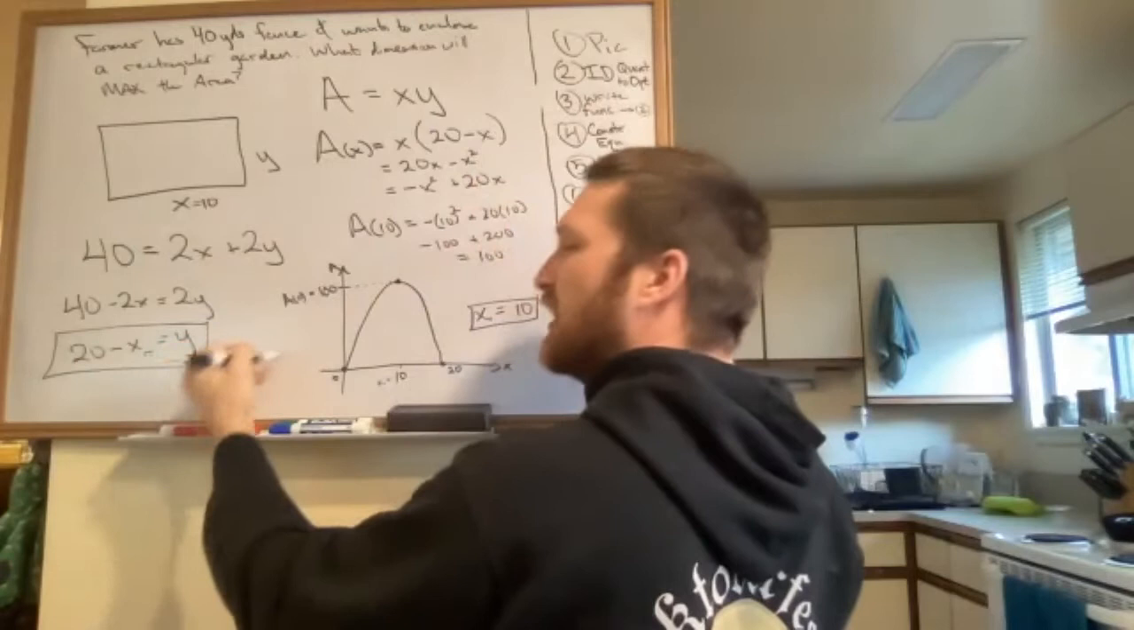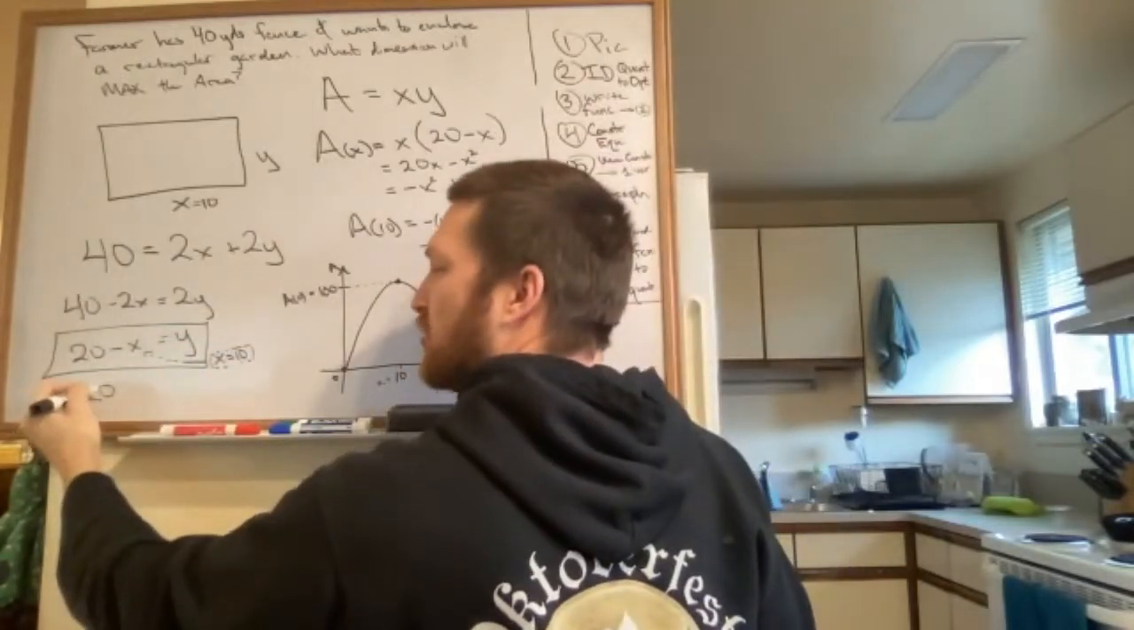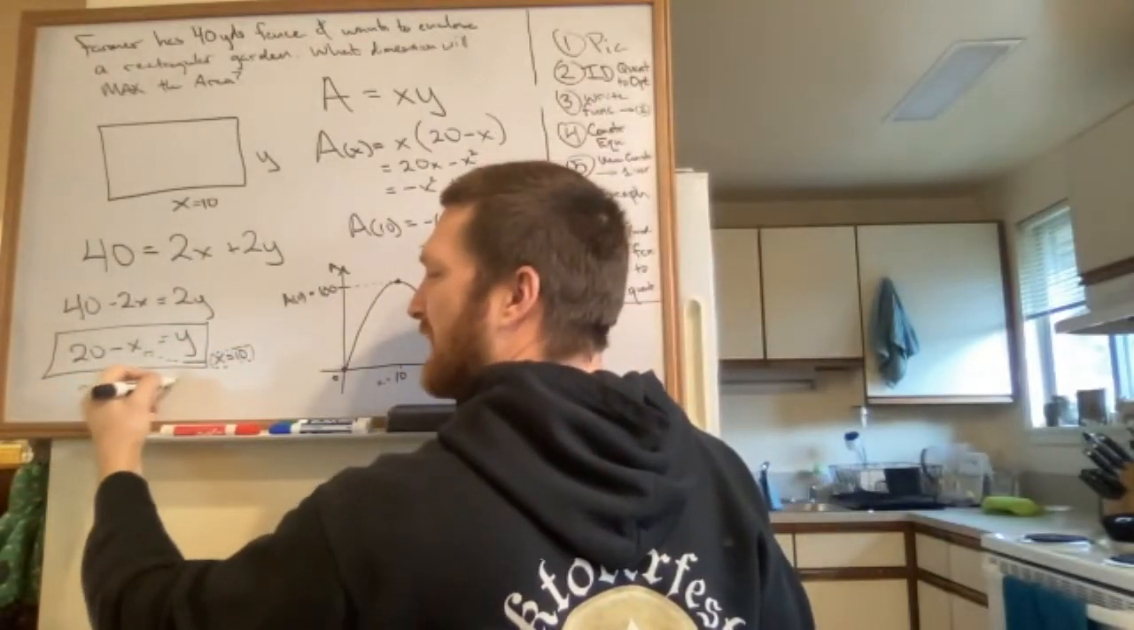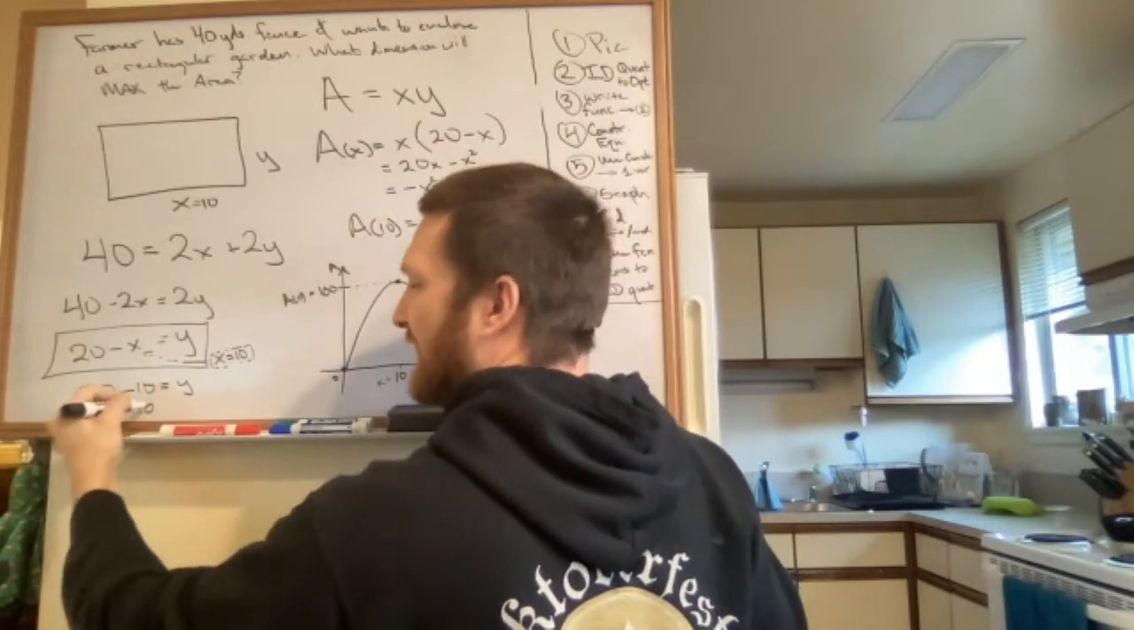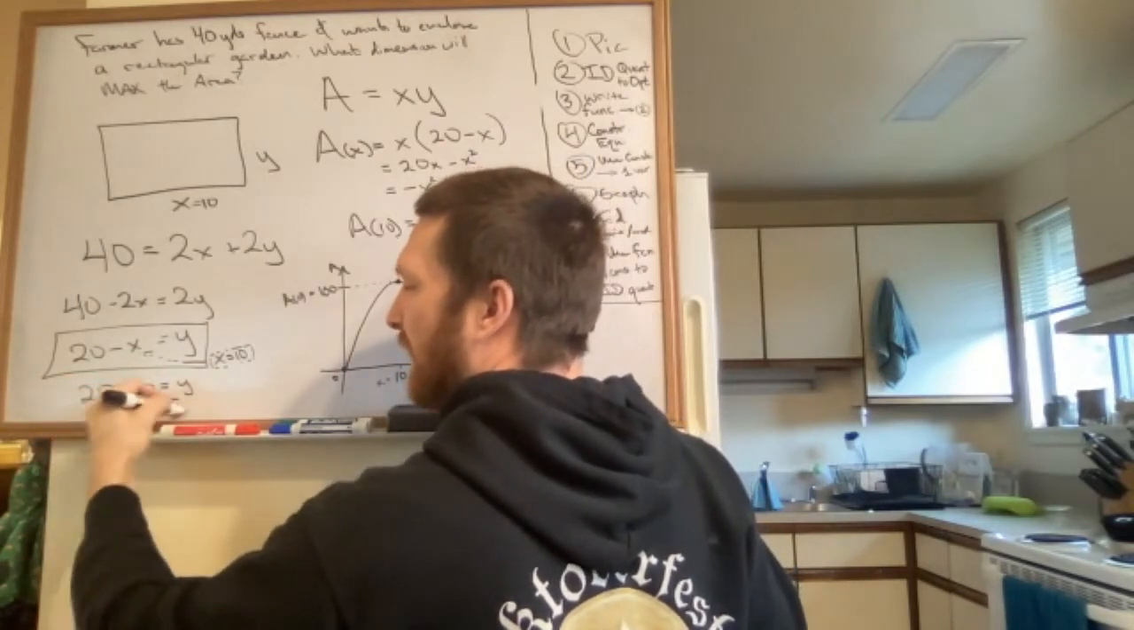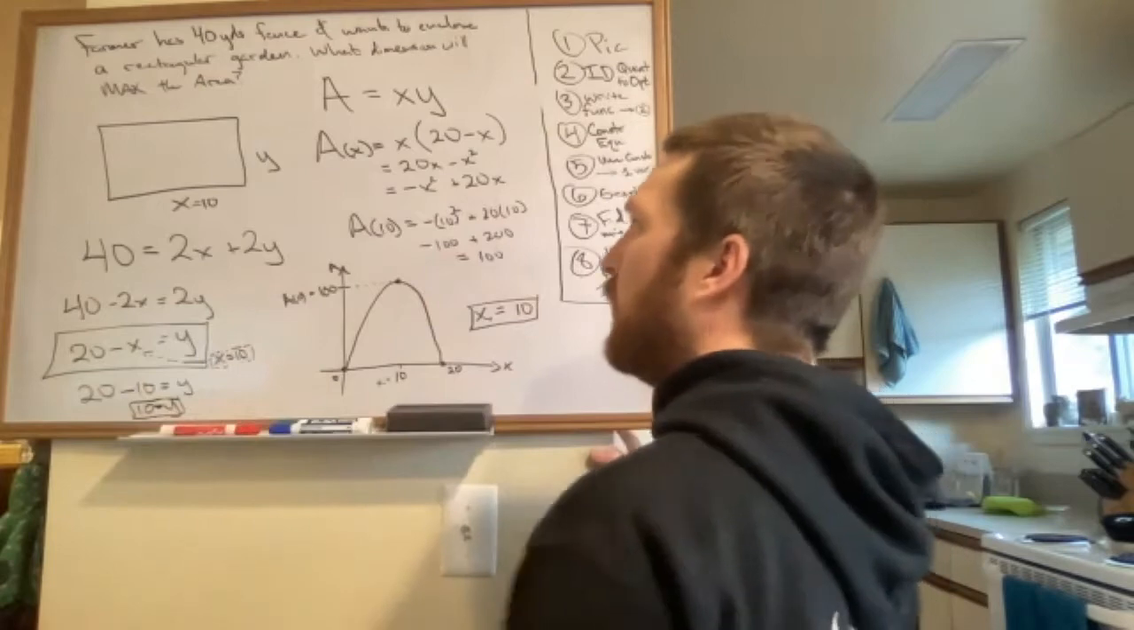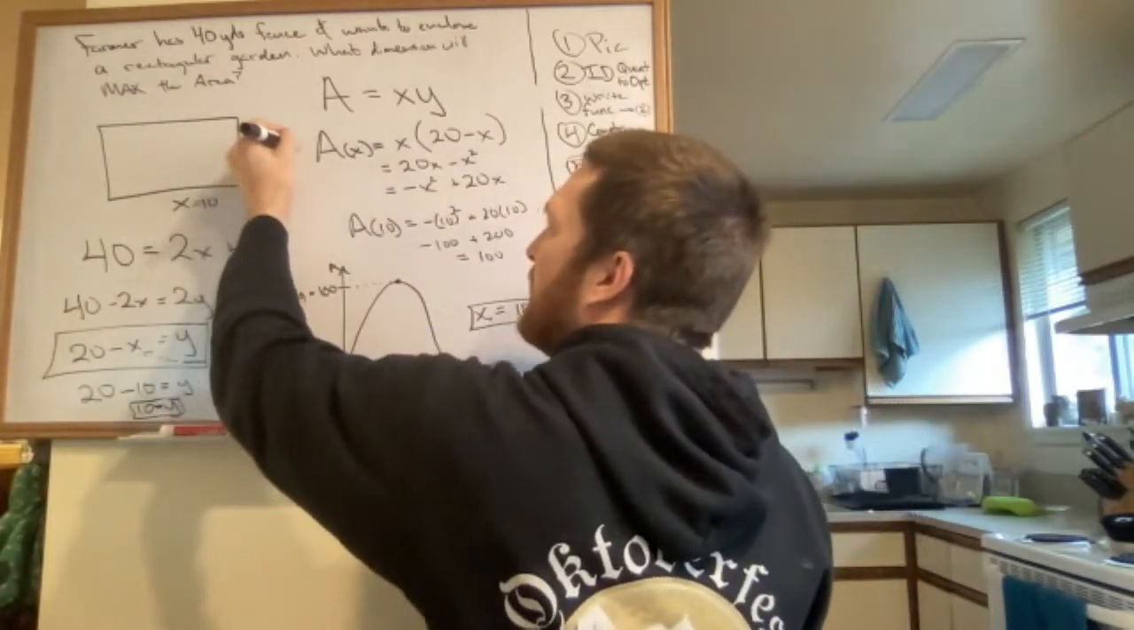But yeah, all I'm going to do is take that and plug it back in. 20 minus 10 equals y. 20 minus 10 is 10. So 10 equals y. And so x is 10 and y is 10.